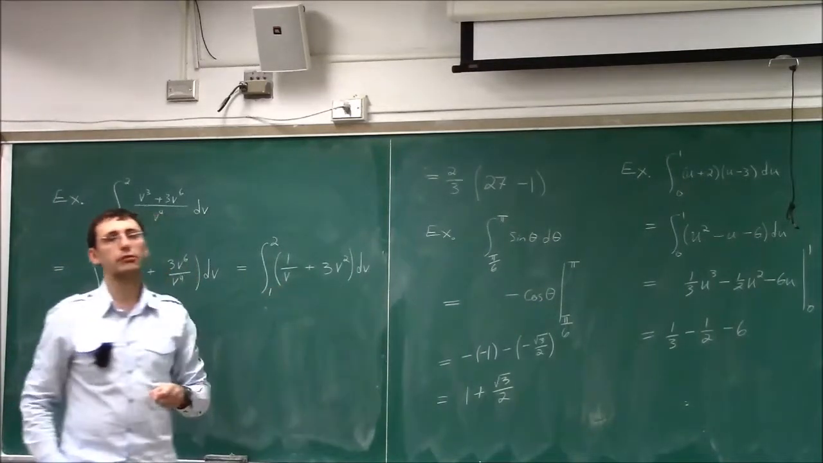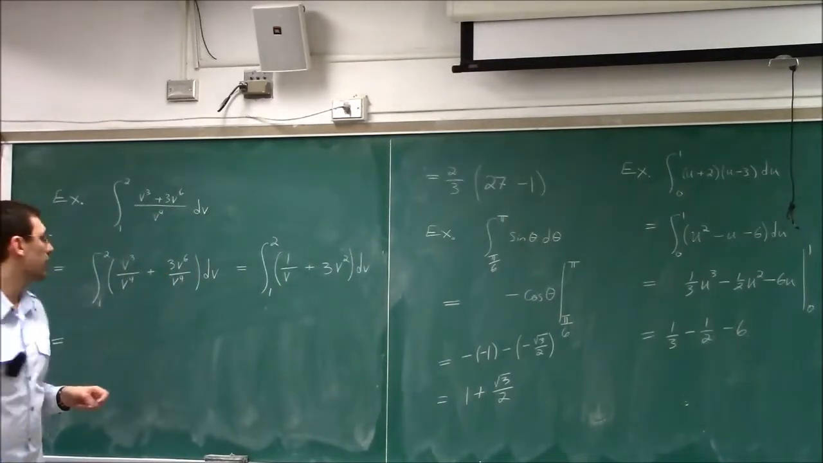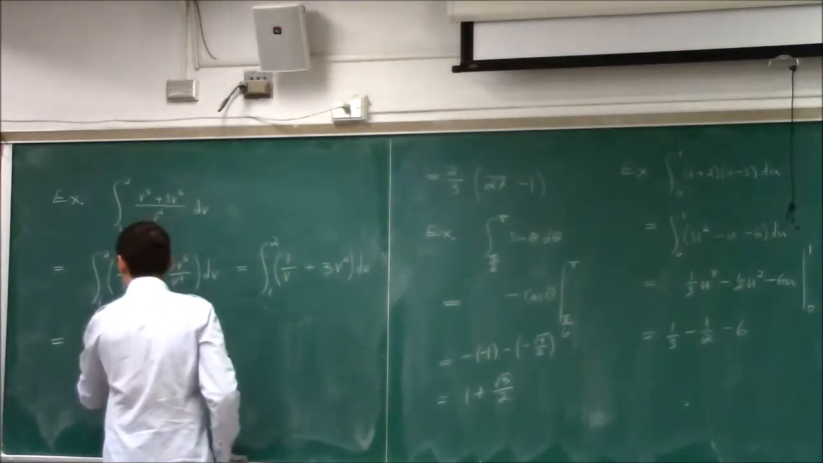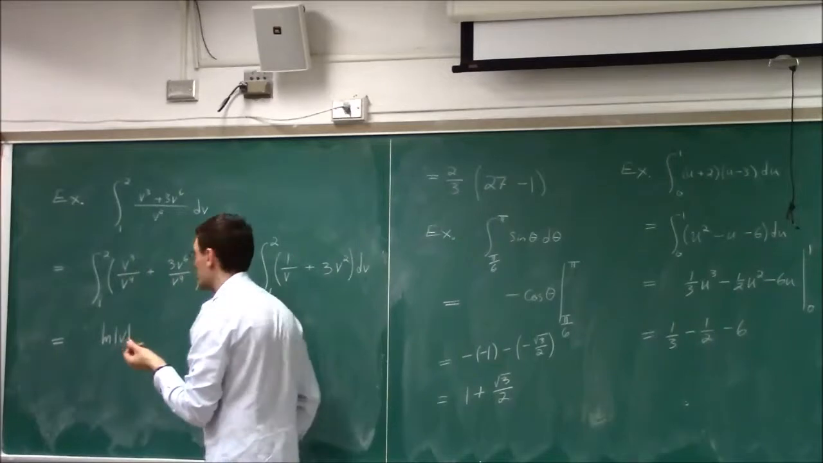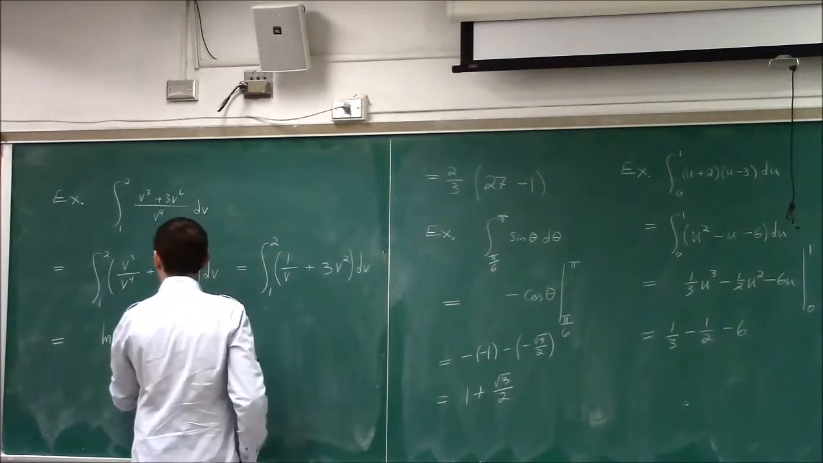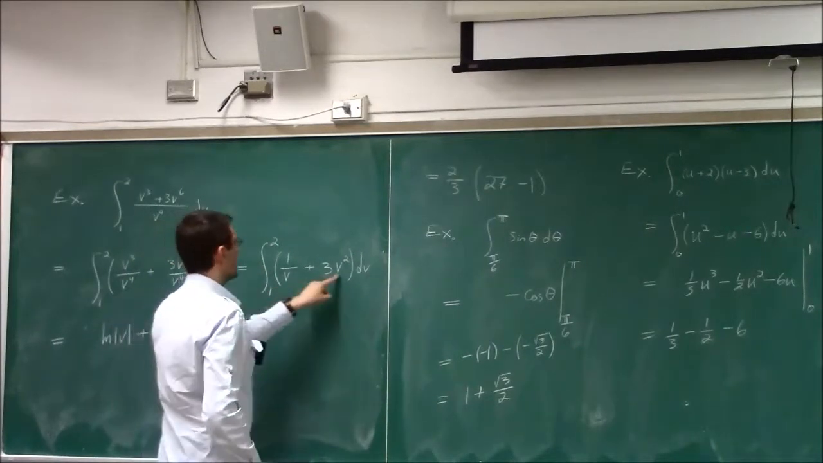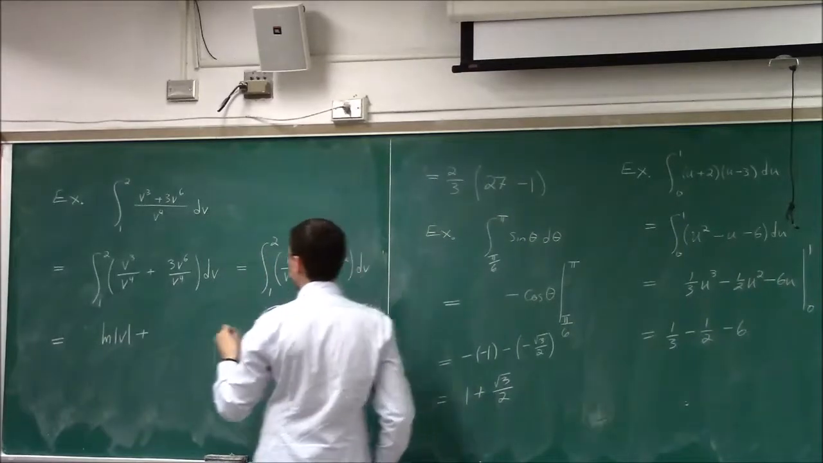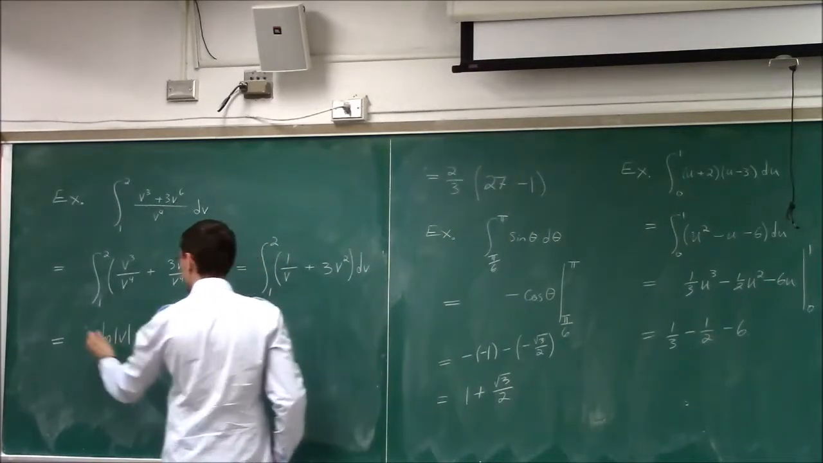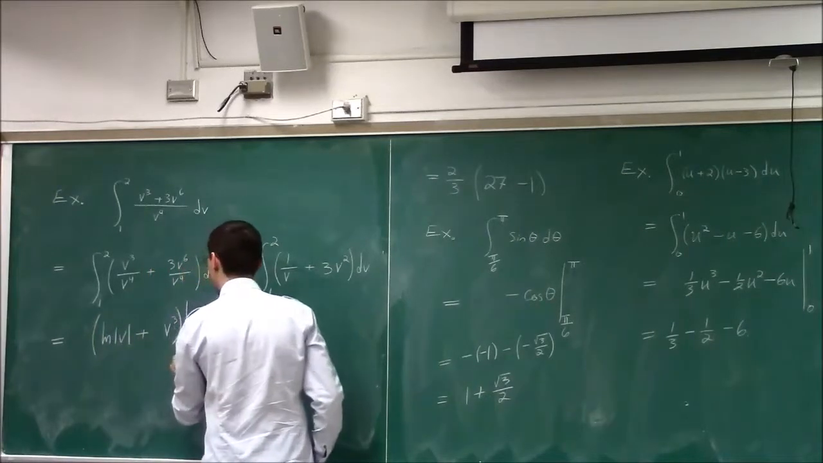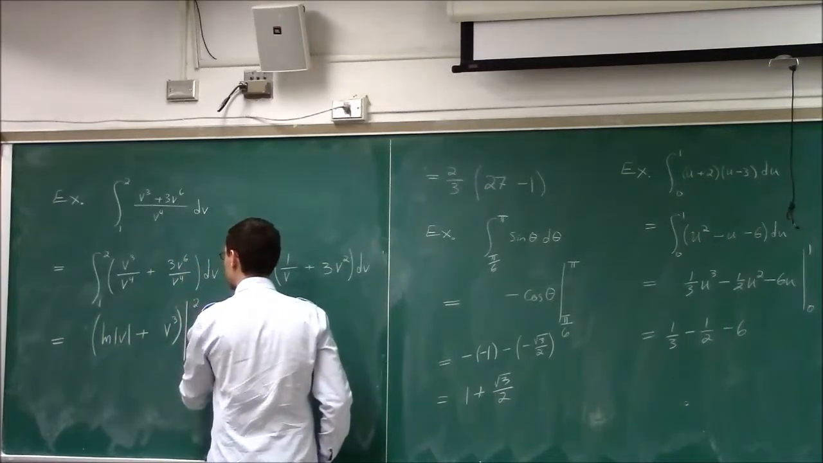What's the antiderivative of 1 over v? ln v. To be more precise, it is ln of absolute value of v, which doesn't matter. Absolute value is not going to matter here. Plus, what's the antiderivative here? v cubed. And this is the expression that you evaluate from 1 to 2.